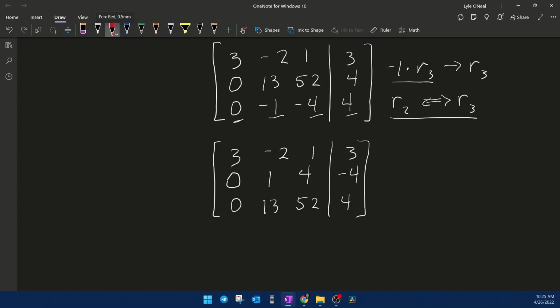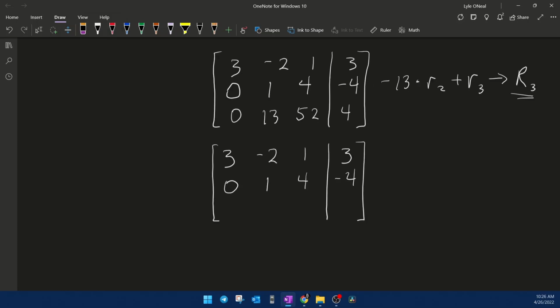Next objective. Again, I'm still holding off on this 3 because I can change him to a 1 at any time. The next thing I want to achieve is a 0 where the 13 is. And now I can do that through row multiplication with addition. We want to multiply -13 times row 2 and add to row 3 to produce a new row 3. So here row 3 is the only row that's going to change. I'm going to start by copying and pasting rows 1 and 2. And now that that's done, we need to execute our row operation.